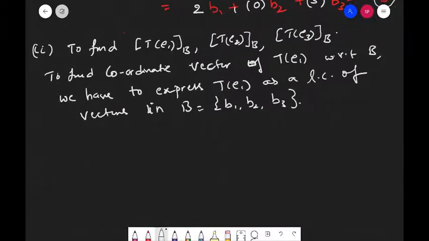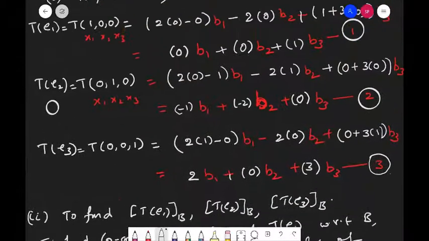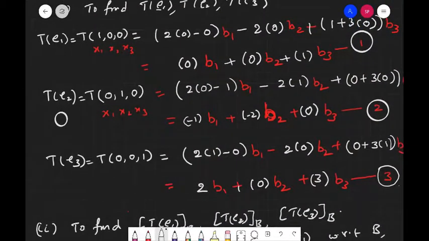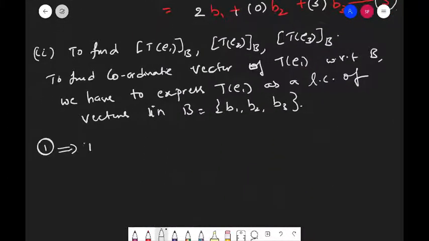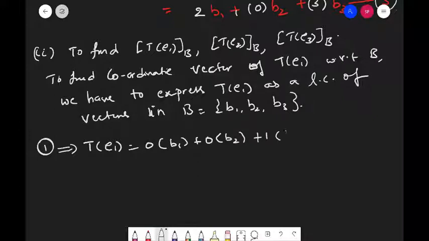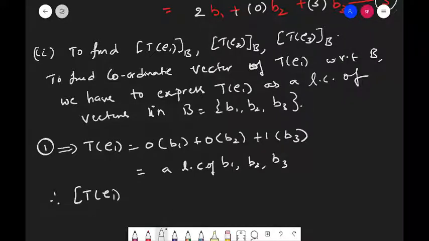Now in equation 1, we have T of E1 equal to 0 into b1 plus 0 into b2 plus 1 into b3. That is a linear combination of b1, b2, b3. Therefore, the coordinate vector of T of E1 with respect to basis B is 0, 0, 1.